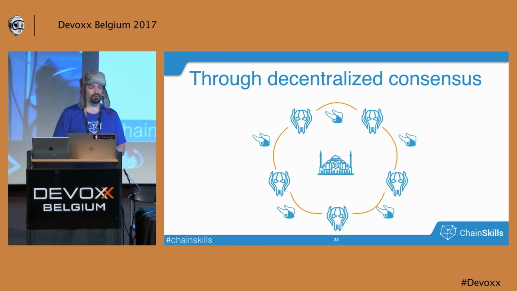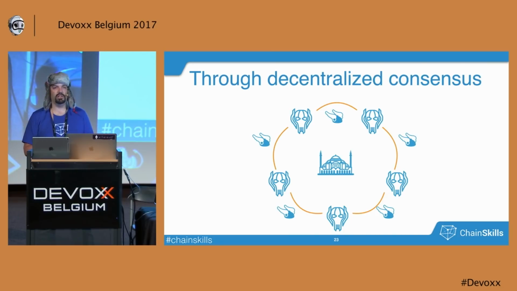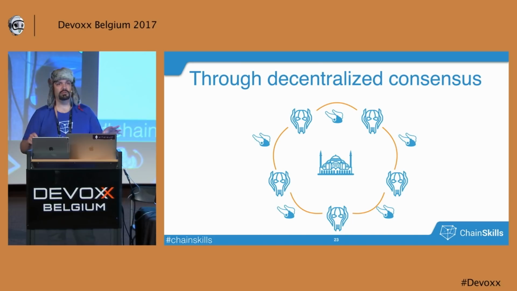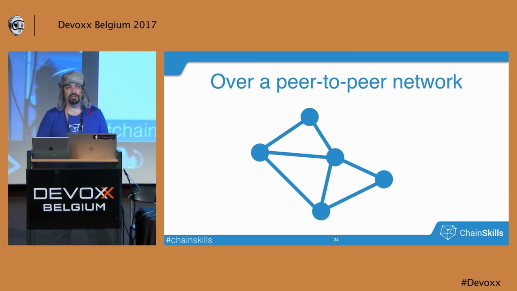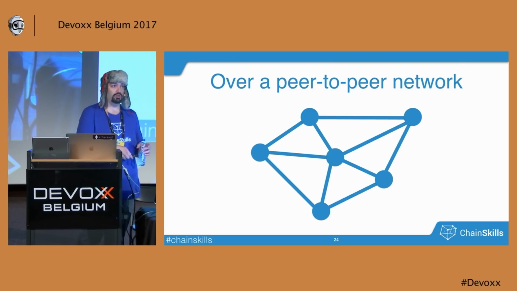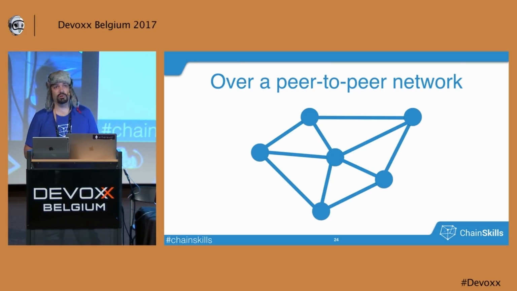And we all have to come to an agreement. Okay, so that's the decentralized consensus thing. And again, there is no super general that arbitrates the decision in the end. Another thing is that it does that over a peer-to-peer network, which means that at any point, nodes can join or leave the network without any word of warning.